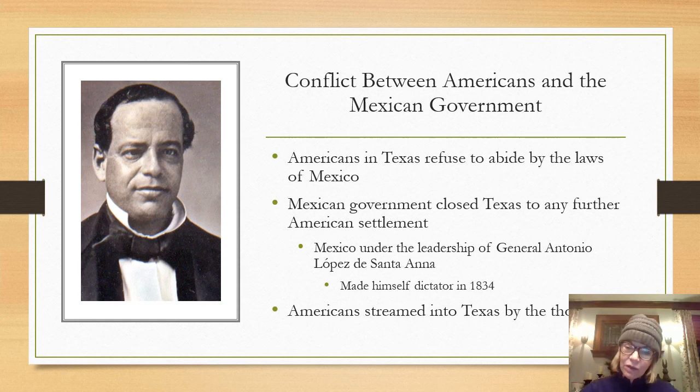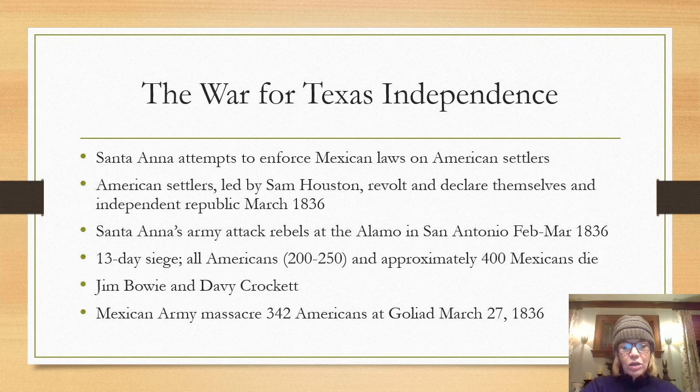Again, Americans, if they don't like a law or rule, they just ignore it and they do what they want. So they keep coming in, but then Santa Anna is enforcing it, and the settlers are upset about this. So under the leadership of a man by the name of Sam Houston, you guessed it, Houston, Texas, they revolt and they declare their independence, and they declare the Republic of Texas in March of 1836.